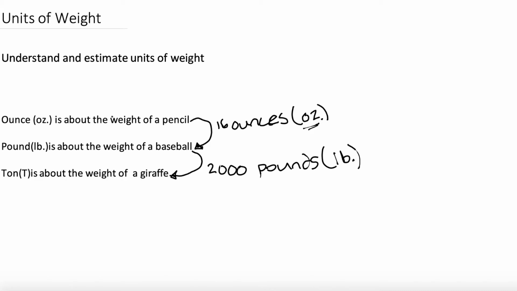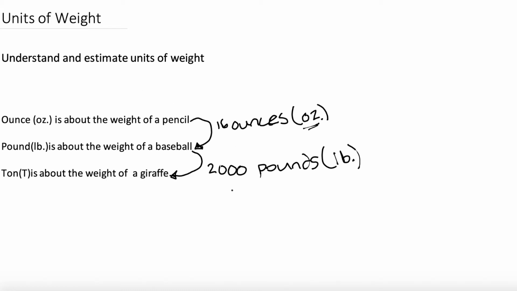And it's about the weight of a pencil. So if you feel a pencil, it's around there. It's not exact, but you know. But every 16 ounces, there's a pound. So if you add 16 ounces together, you get a pound. And that's about the weight of a baseball. So, if you've ever felt a baseball, you would know.